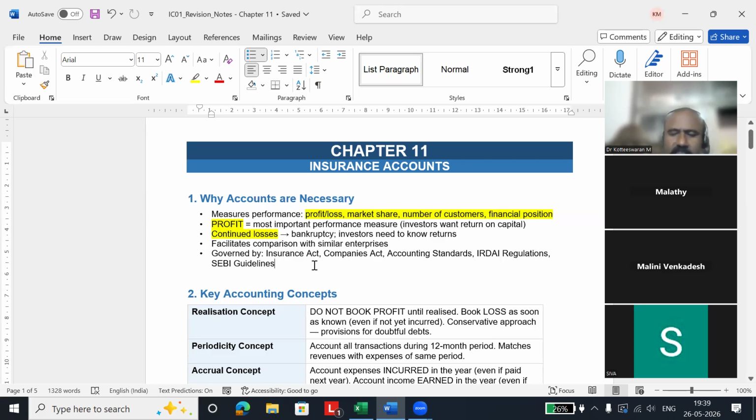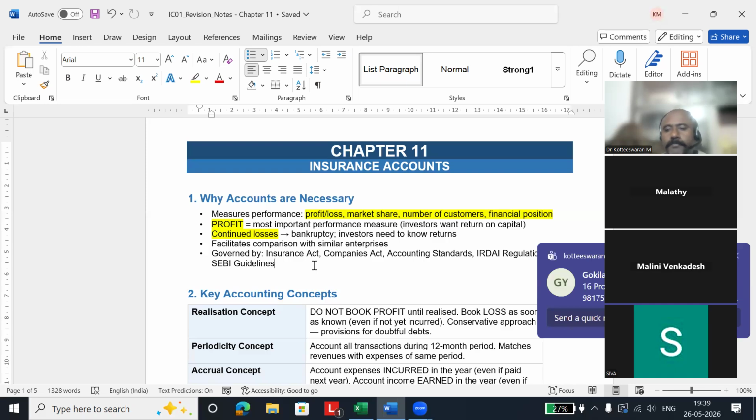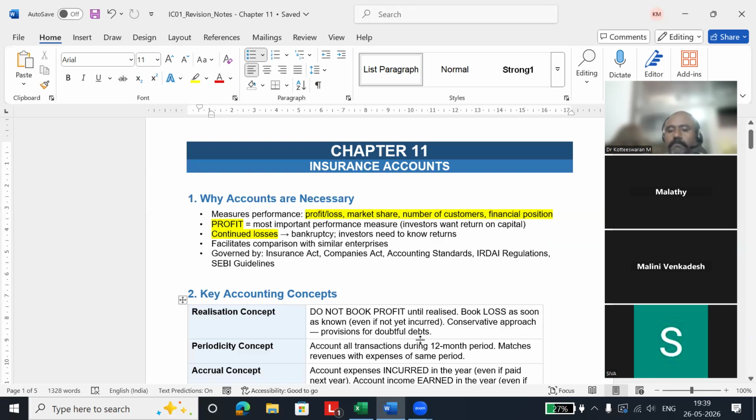SEBI is the Securities Exchange Board of India. So they also play a role in governing this, because SEBI usually takes care of the investment incomes and investment business. We are also doing some investments.